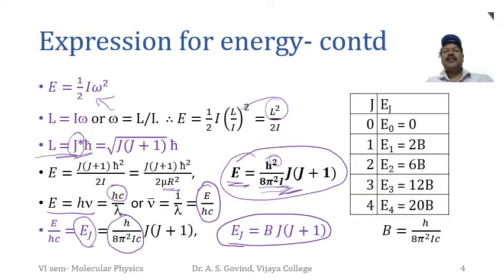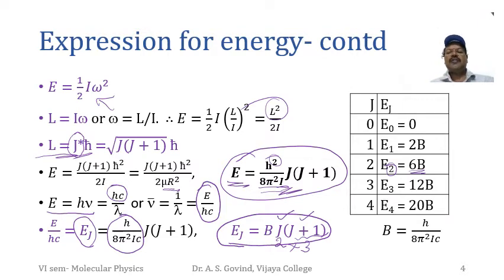You can see here, if you put J equals 0, then all this becomes 0. So E0 is 0. If you put J equals 1, 1 plus 1 becomes 2, 2 into 1 is 2. So you'll get E1 is 2B. If you put J equals 2, this becomes 2 and this becomes 3, so 2 into 3 becomes 6. So E2 is therefore 6B. Similarly, E3 will be 12B.